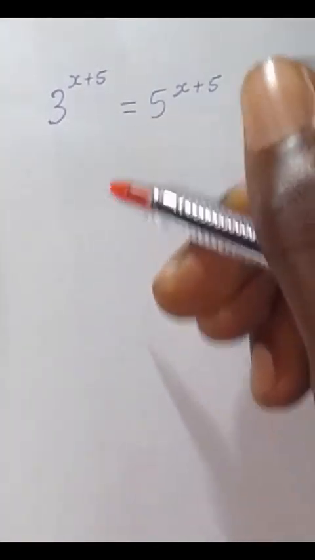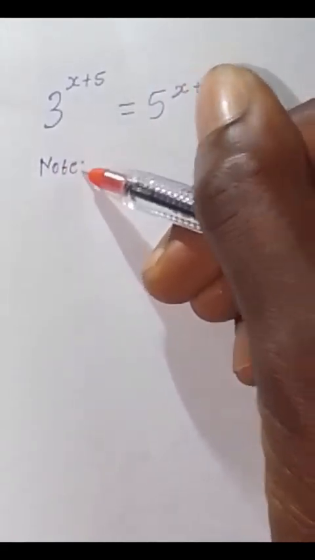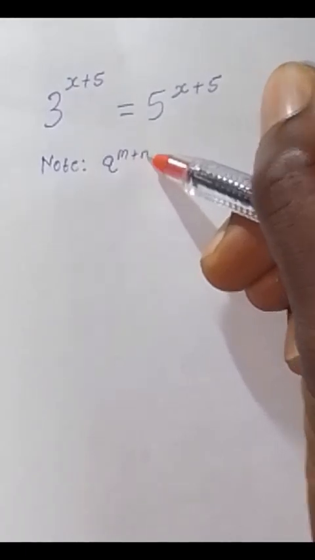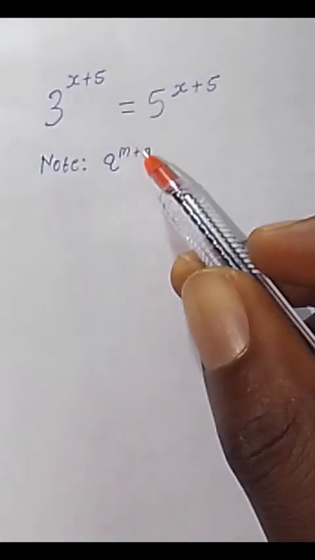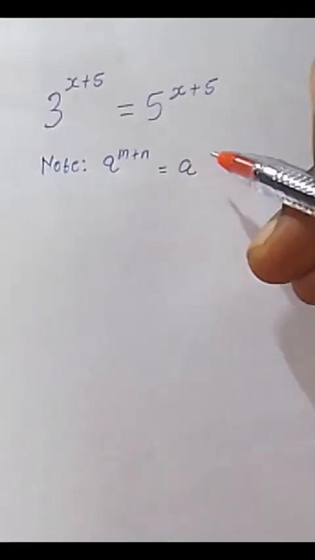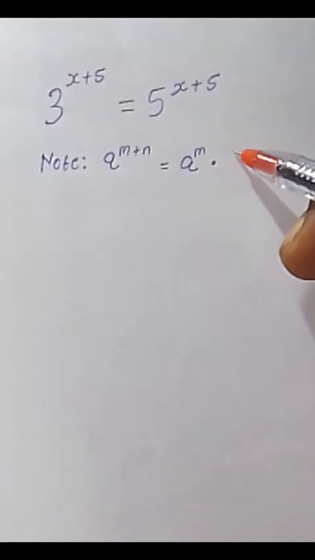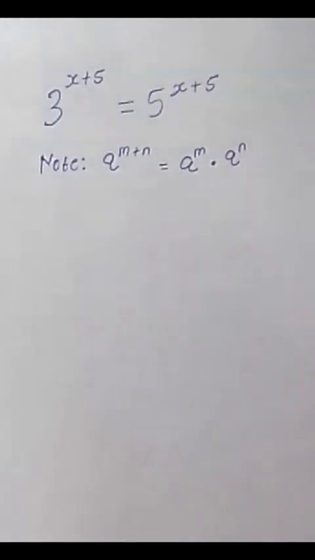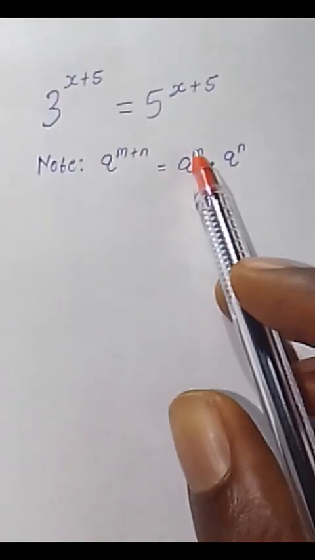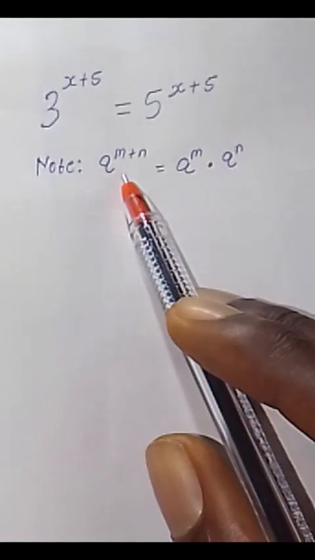solve something like this, you have to take note that when we have a to power m plus n, I've said this in my previous videos before, you can just split it out as a to power m times a to power n. Do you get what I did here? I just split the power, making this to be this, to be this. So now the inverse of this is also this. Do you get that?